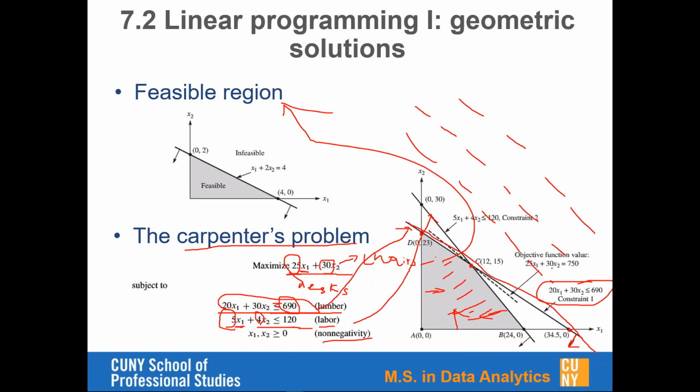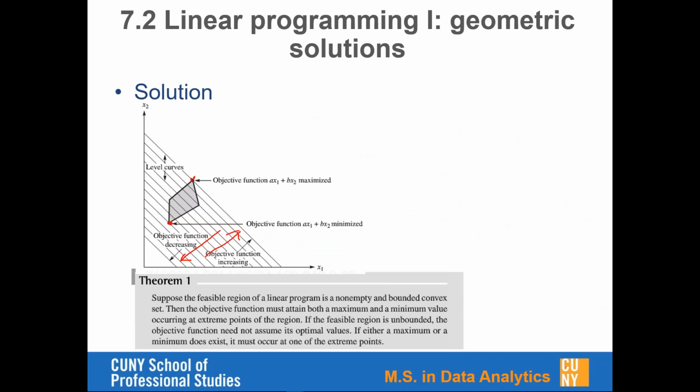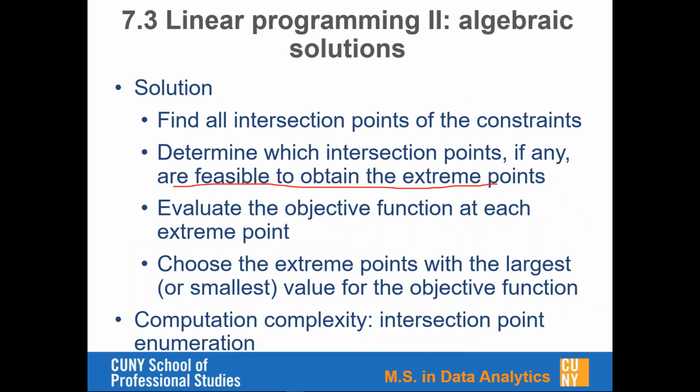Extreme points, what we're talking about, are not only in this feasible region, but also any intersection. This would be one intersection, this would be one intersection, this would be one, this would be one as well, and this would be one intersection. And then you have to figure out which one is feasible and which one is not, and also evaluate the objective function among all of them and pick the one that's optimal. Optimal meaning maximum or minimum.